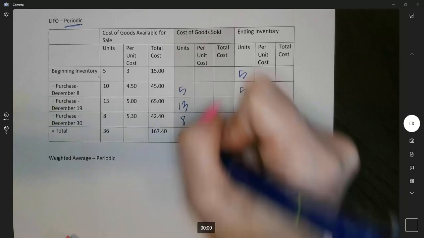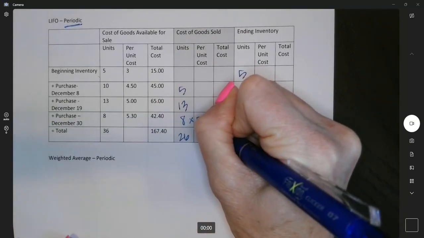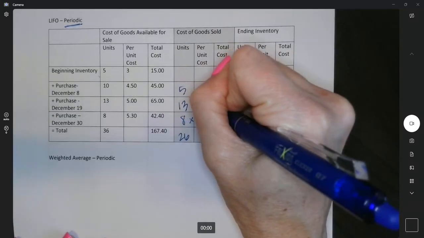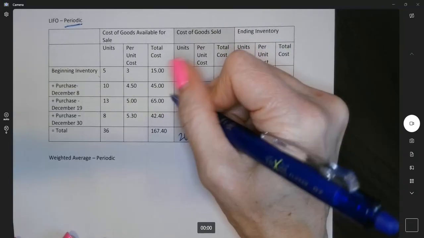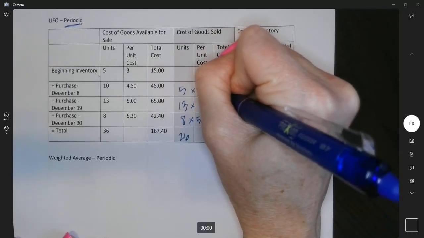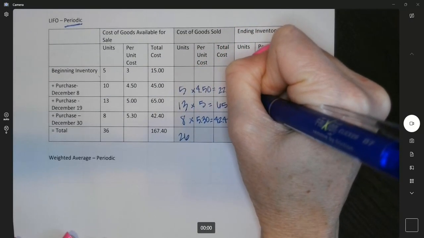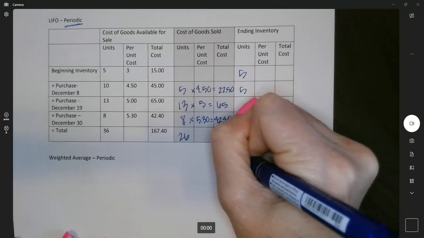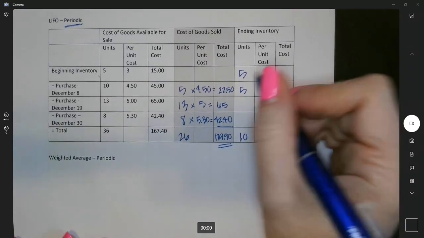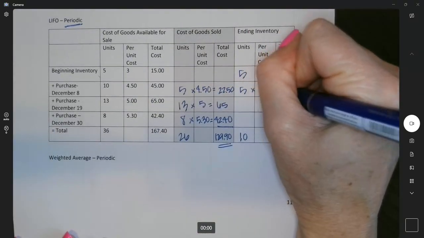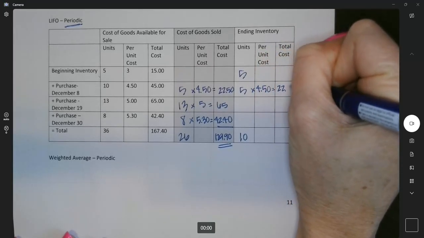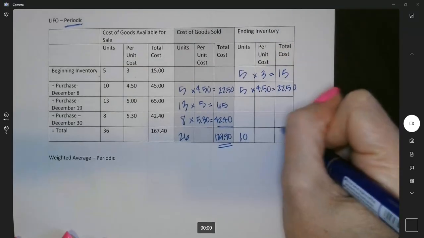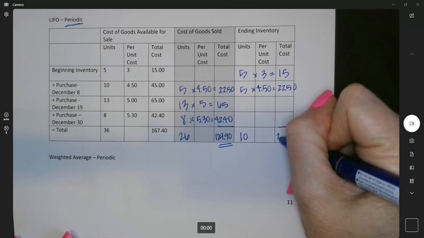Calculations. We have 8 that we acquired at $5.30, for $42.40. We have 13 we acquired at $5 for $65, and we have 5 we acquired at $4.50 for $22.50. Add these up, you're going to get $129.90 for your cost of goods sold. For ending inventory, we have 5 that we acquired at $4.50 for $22.50, and 5 that we acquired at $3 for $15. Add these up to get your ending inventory, and it's $37.50.